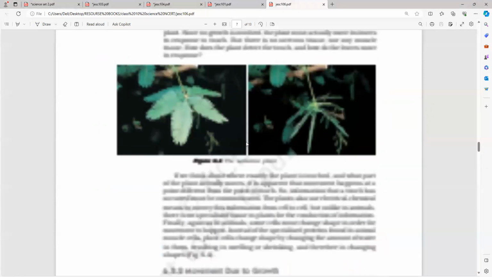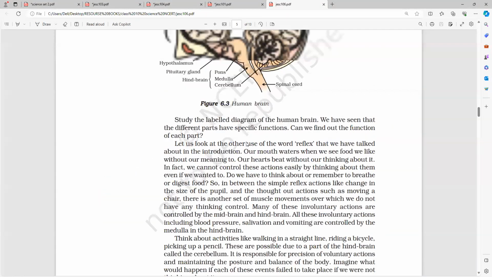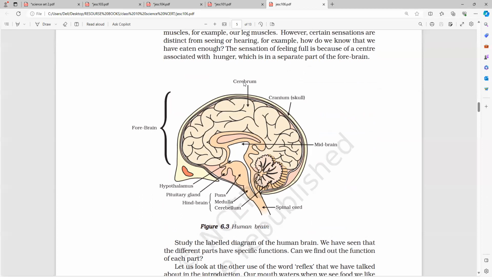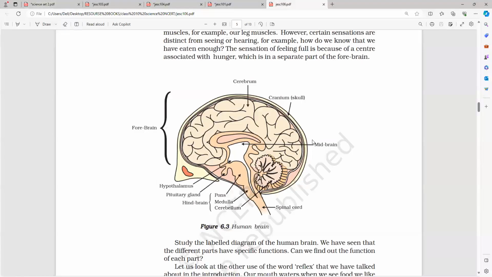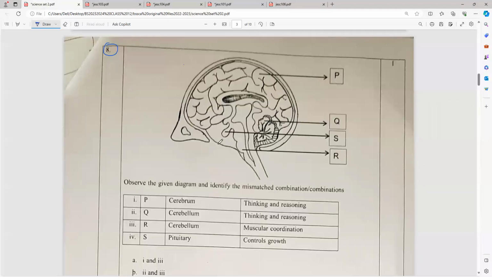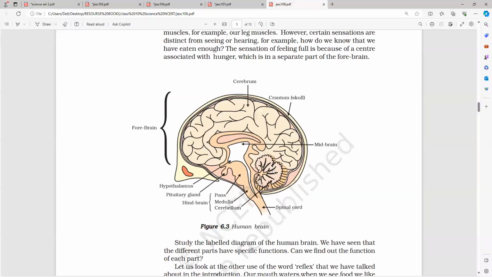Brain question. You all know what P is? P is the cerebrum. What is the QRS? Here it is the midbrain. Here they are asking about Q. Q is the cerebellum. Next.